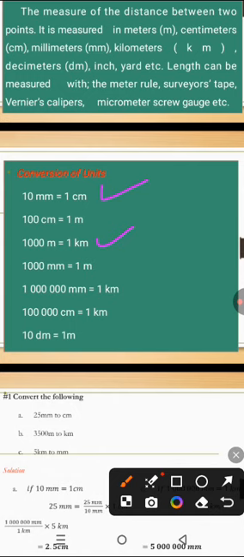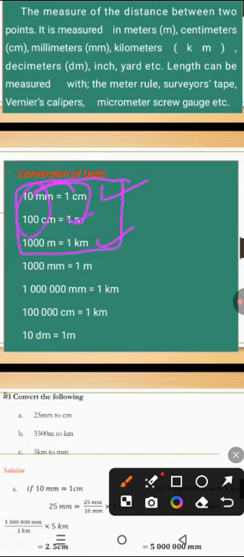Now, there can be a conversion where you need to jump. This is the traditional conversion that we should know. 10 millimeters equals 1 centimeter, 100 centimeters equals 1 meter, 1,000 meters equals 1 kilometer. That one is primary. Then, when there's a jump, look at this. Instead of millimeter to centimeter, you can jump from millimeter straight to meter. What does it mean?